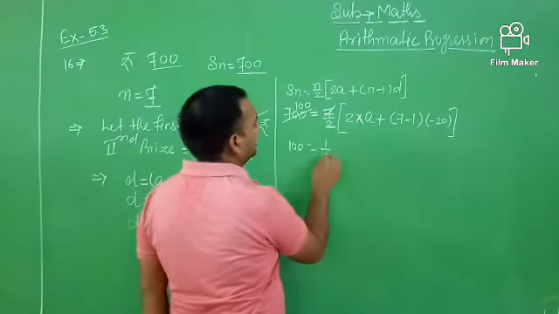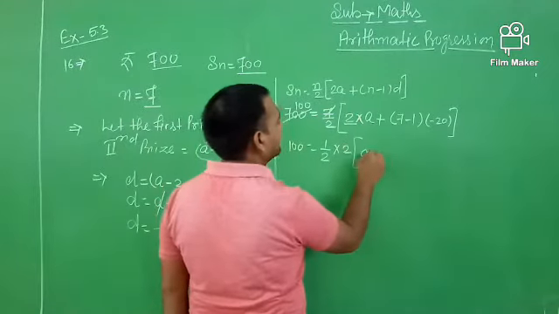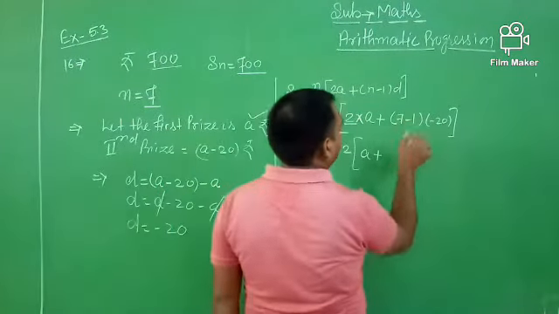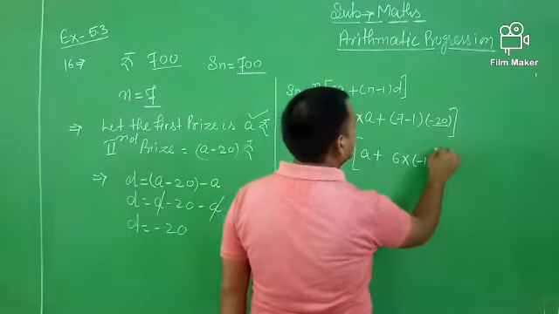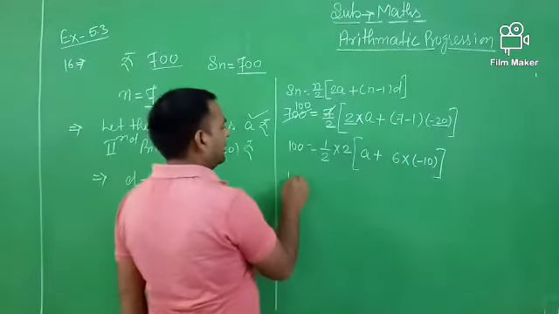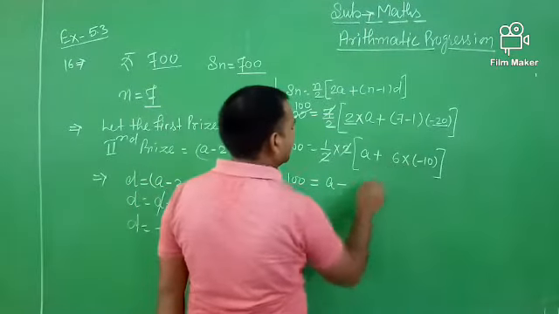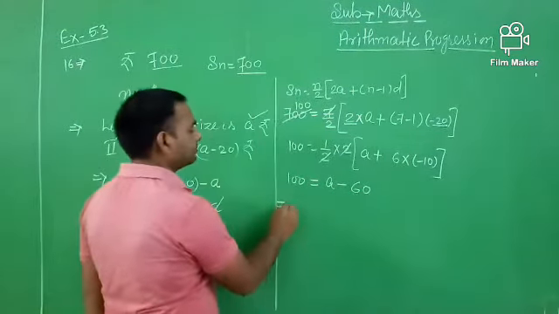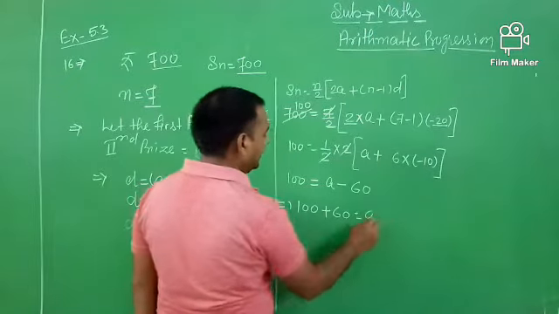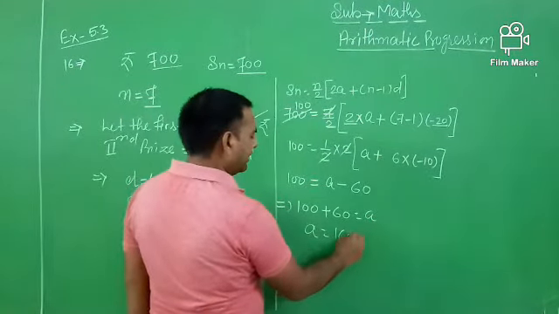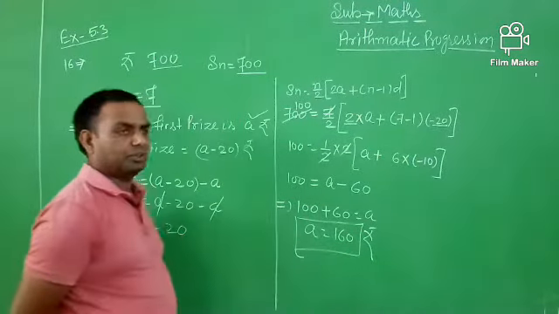100 is equal to 1 by 2, and here you take 2 as common. If you take it common, here is a plus 7 minus 1, which is 6, and taking 2 as common, this is equal to minus 10, because 10 twos are 20. So 100, 2 is cancelled by 2, is equal to a minus 6 tens, which are 60. Therefore 100 plus 60 is equal to a, so a is equal to 160 rupees. So the first prize is 160 rupees.